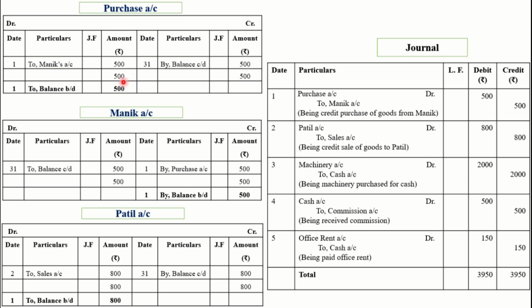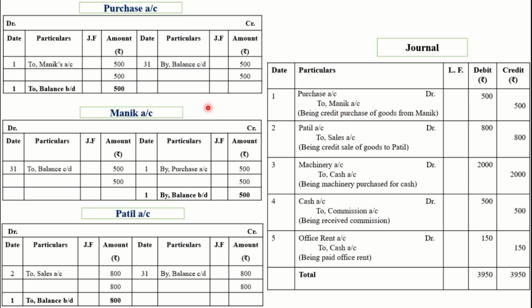Now total both the sides, 500, 500. Then on opposite side of carry down entry we record on debit side the starting date of next month, that is first, to balance brought down 500. This is a purchase account. Clear? Purchase account ledger.